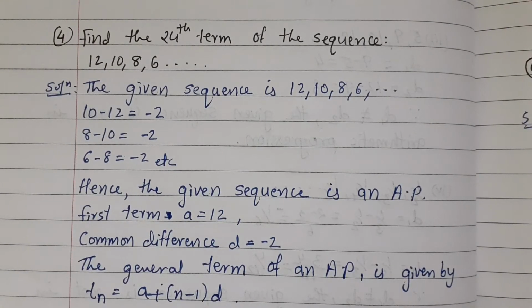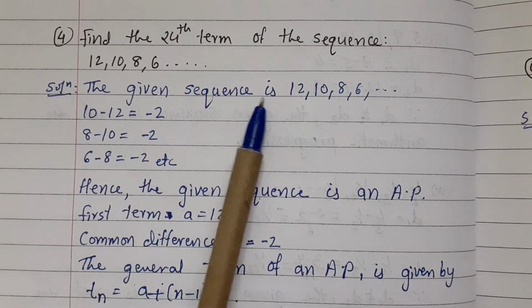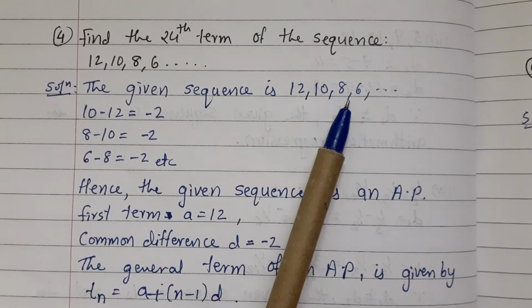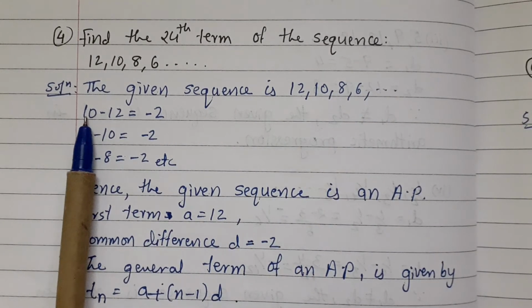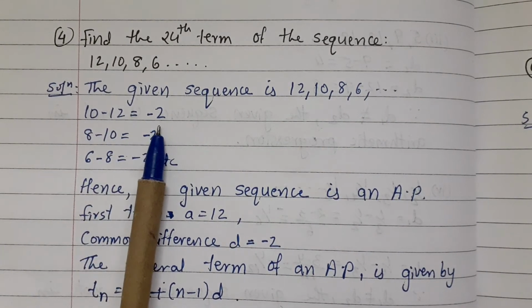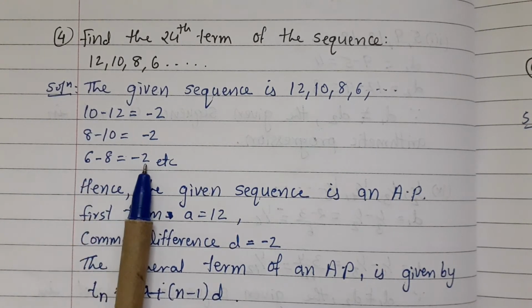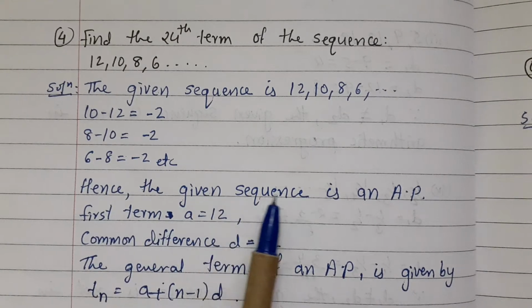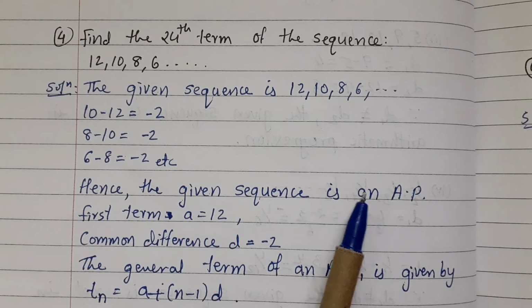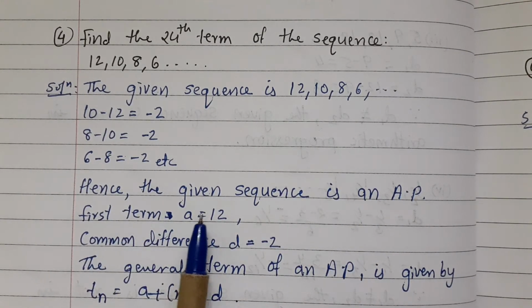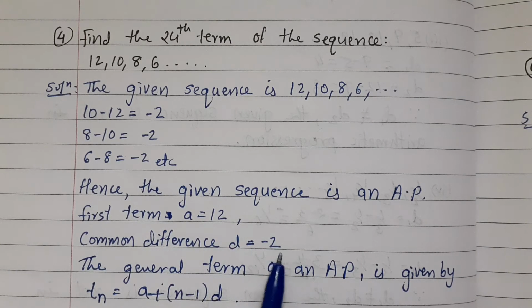Fourth sum. Find the 24th term of the sequence 12, 10, 8, 6. The given sequence is 12, 10, 8, 6. 10 minus 12, minus 2. 8 minus 10, minus 2. 6 minus 8, minus 2. Hence, the given sequence is an AP. First term A equal to 12. Common difference D equal to minus 2.